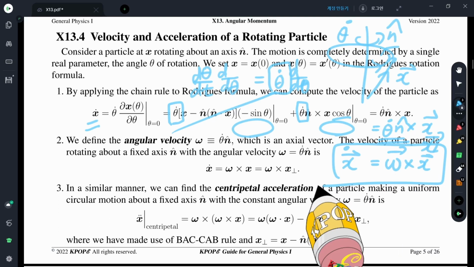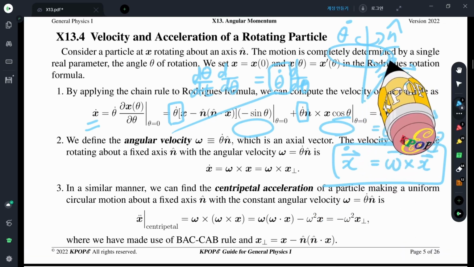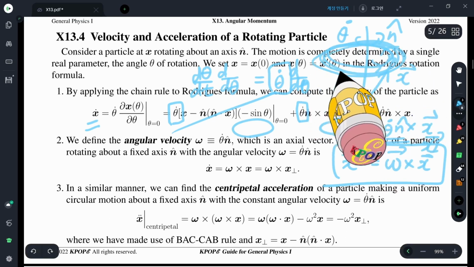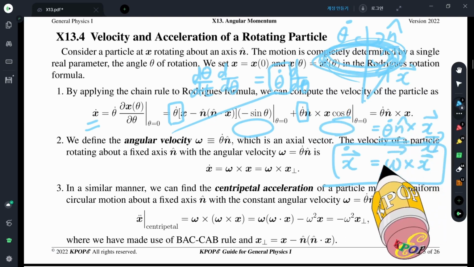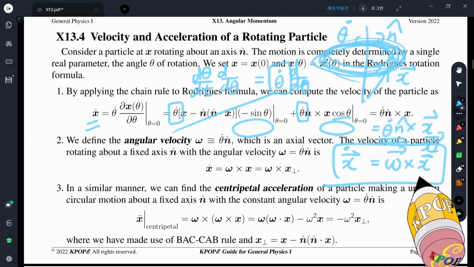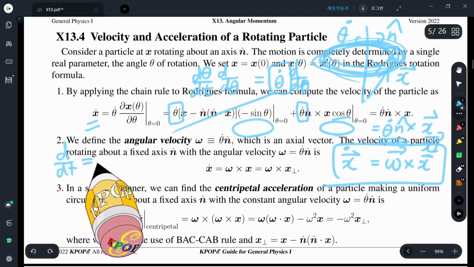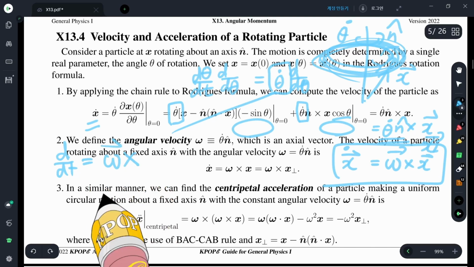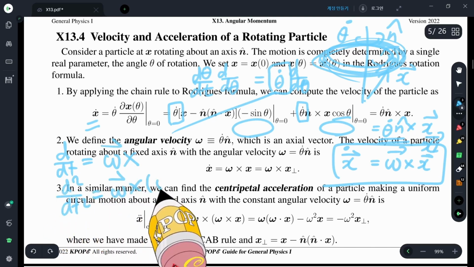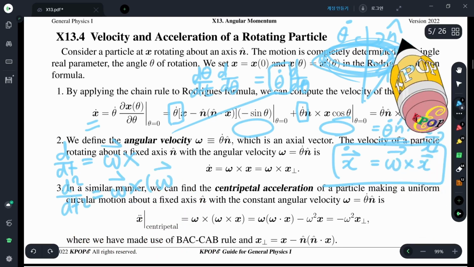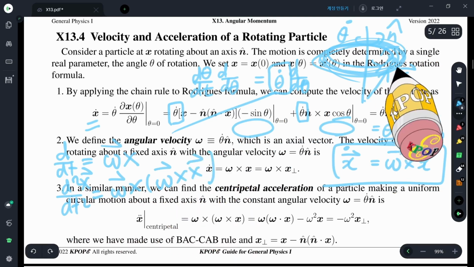In addition, if this x is fixed and f keeps on rotating, in that case, the acceleration can be computed in a similar way. I mean, the time derivative is replaced with omega cross. So the double time derivative is to be replaced with omega cross omega. And we begin with the position, and the position is fixed.